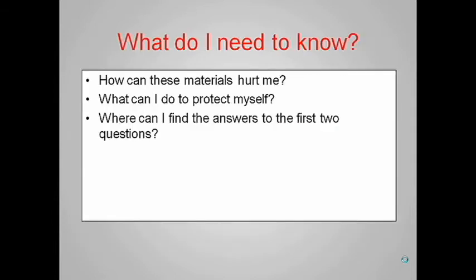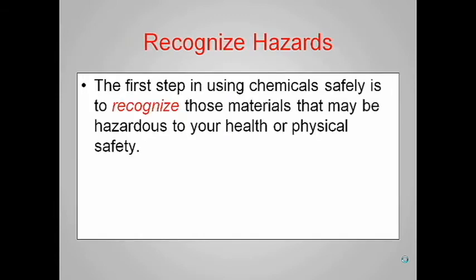So what do you need to know? This being the Right to Know Act, what do you need to know? You need to know how these materials can hurt you, how you can protect yourself, and also where you can find the answers for the first two questions. But the first part of this, we want to recognize what our hazards are. The first step in using chemicals safely is to recognize materials that may be hazardous to your health. And this is done prior to, not during the use or only if you get hurt or exposed by something, but you need to do this prior to using these materials.